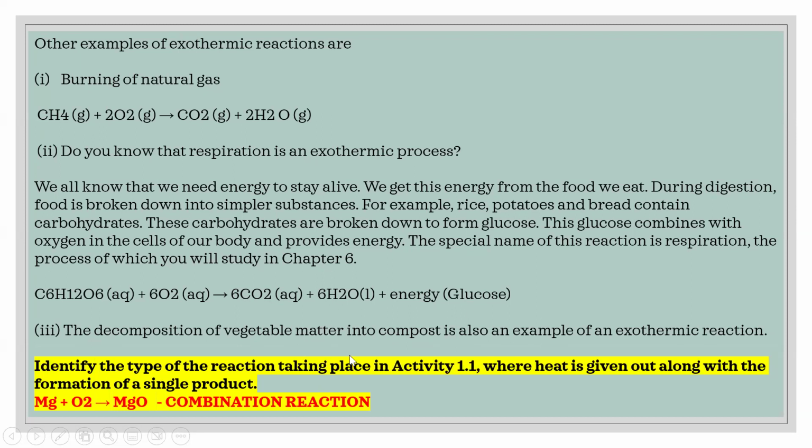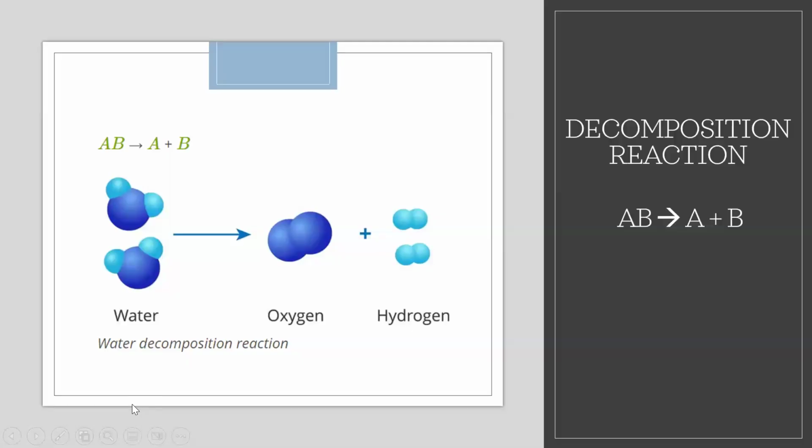And here, identify the type of reaction taking place in activity 1.1. We saw that, right? Magnesium ribbon is burnt in presence of oxygen. So burning is nothing but oxygen is getting added. When magnesium ribbon is burnt, it forms magnesium oxide. So it is a combination reaction. Formation of a single product is taking place. Two reactants combine to form a single product. It's a combination reaction. Next we are going to see about decomposition reaction, opposite to combination reaction.